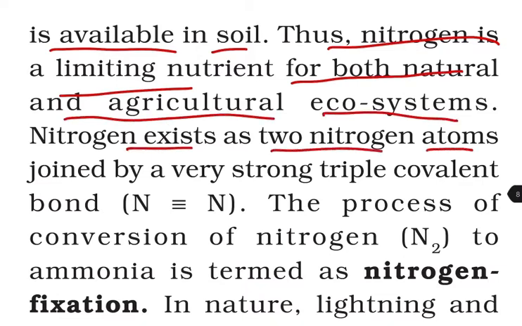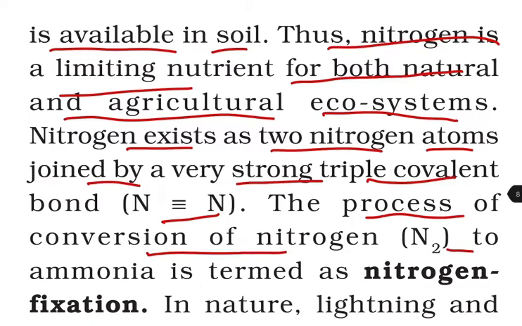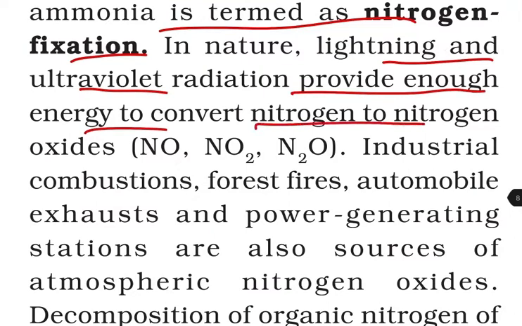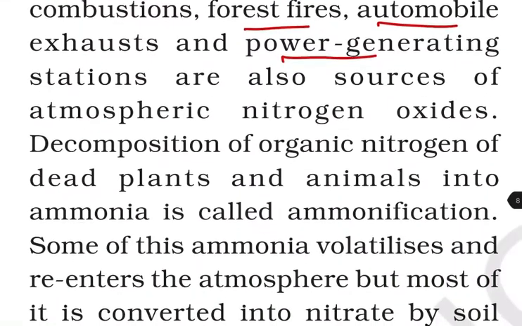Nitrogen exists as two nitrogen atoms joined by a very strong triple bond, that is N triple bond N. The process of conversion of nitrogen to ammonia is termed nitrogen fixation. In nature, lightning and ultraviolet radiation provide enough energy to convert nitrogen to nitrogen oxides, that is NO, NO2, and N2O. Industrial combustion, forest fires, automobile exhaust, and power generating stations are also sources of atmospheric nitrogen oxides.